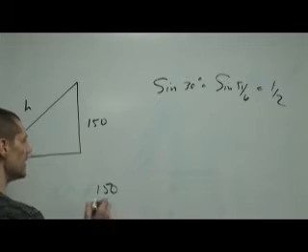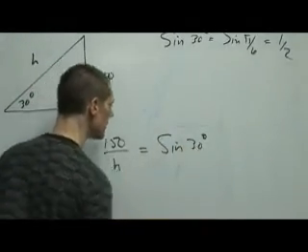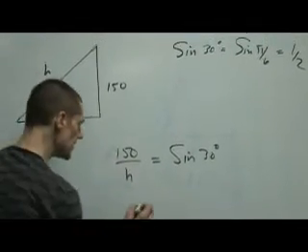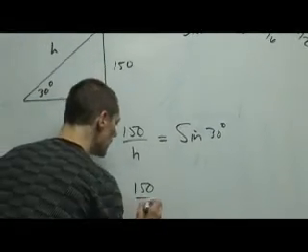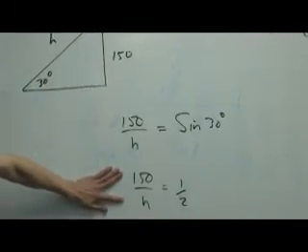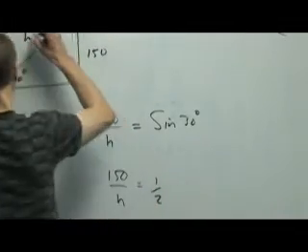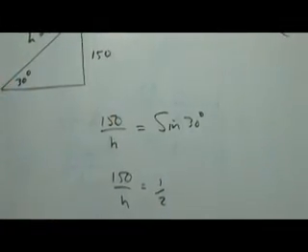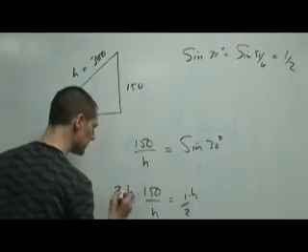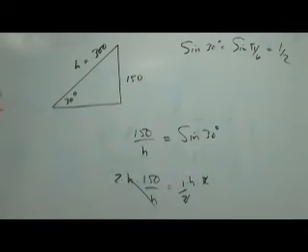So 150 divided by h is equal to sine of 30 degrees, right? This is just by definition what sine is. However, this is equal to 1/2. So we have 150 over h is equal to 1/2. Hopefully it doesn't take too much algebra to see that h is equal to 300. And how did I know that, just in case? Multiply both sides by h, and then multiply both sides by 2, these cancel out, these cancel out, and you have h is equal to 300.